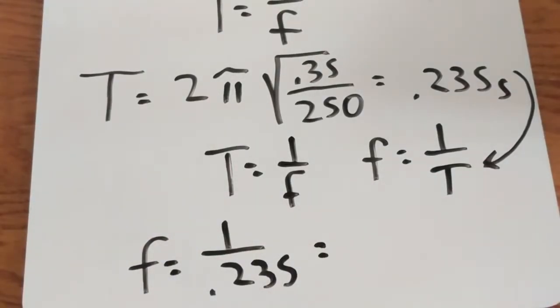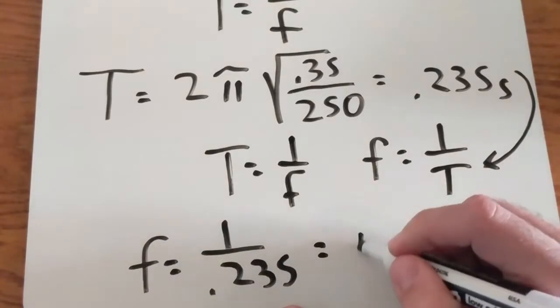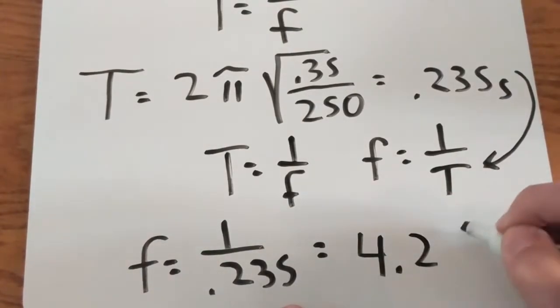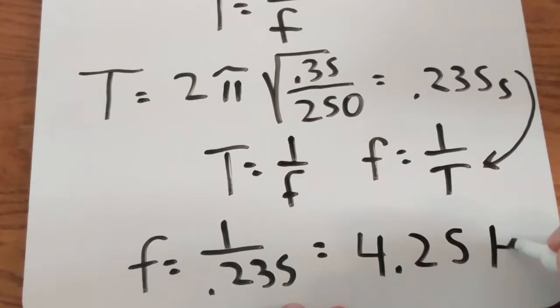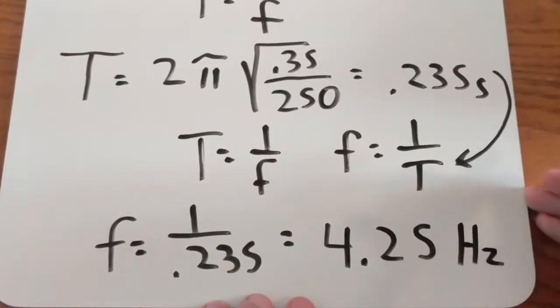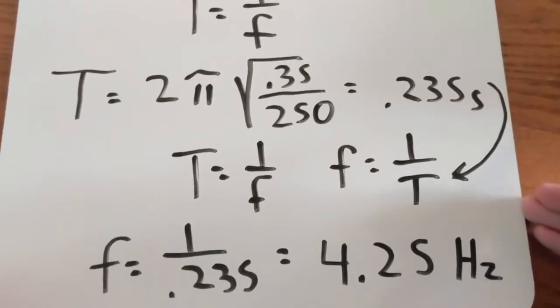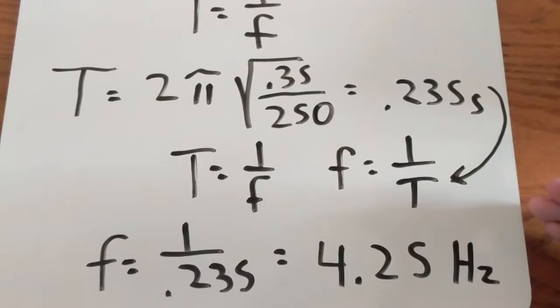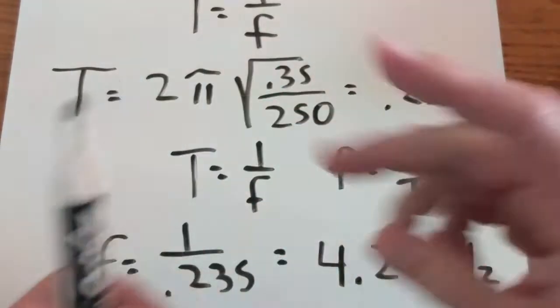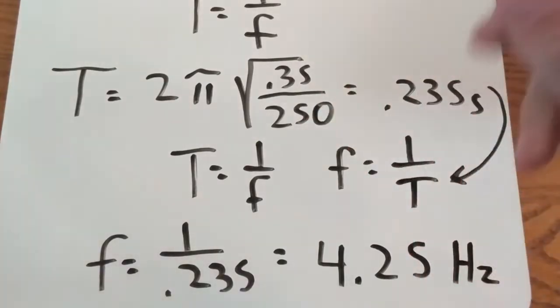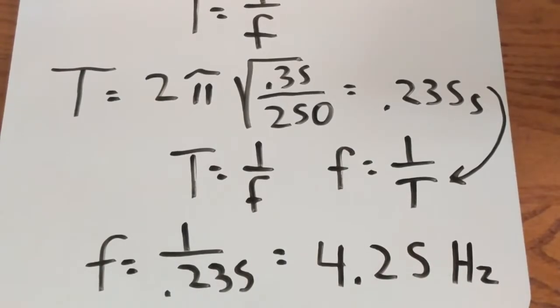There's a special button for that. Hit that one button, and we get 4.25 hertz. Now, what that means is that we'll make 4.25 round trips every second. All right, so it's 1 2 3 4, 1 2 3 4, and so on. That's essentially the rhythm of that system. Okay, now let's move on to our next equations.